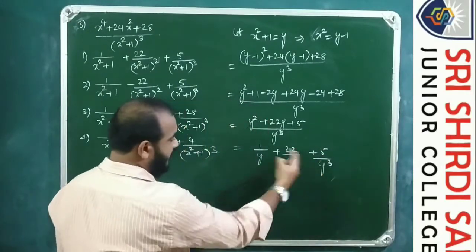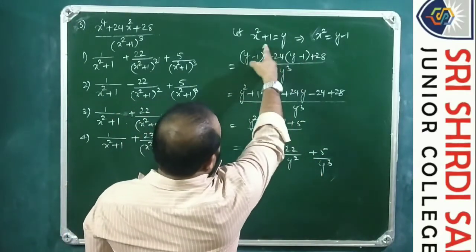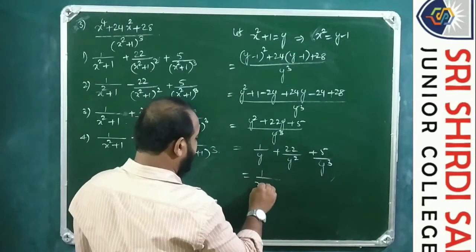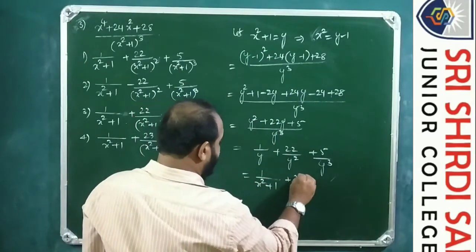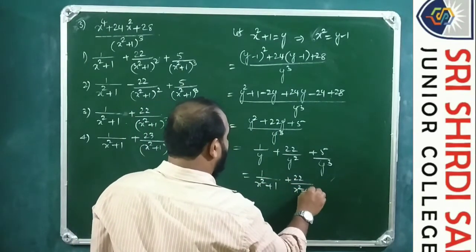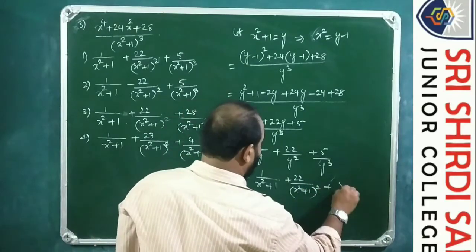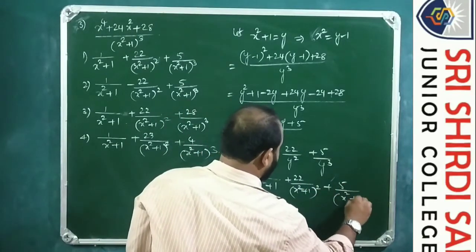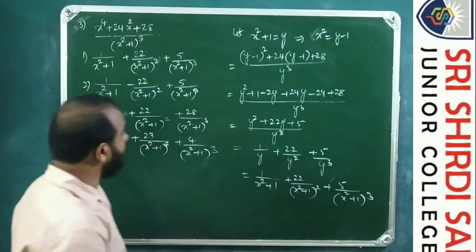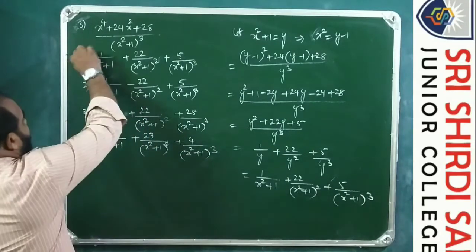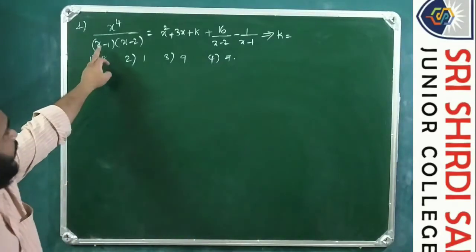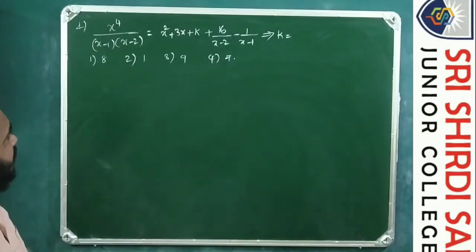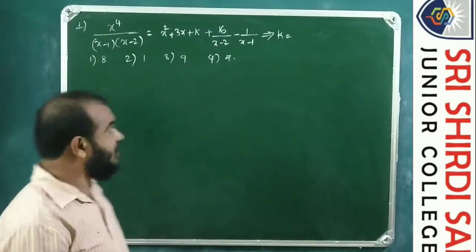Replace y with x square plus 1. So this is 1 by x square plus 1 plus 22 by x square plus 1 whole square plus 5 by x square plus 1 whole cube. So the option number 1. Next, x power 4 by x minus 1 into x minus 2 is equal to this, which is given, and find the value of k.